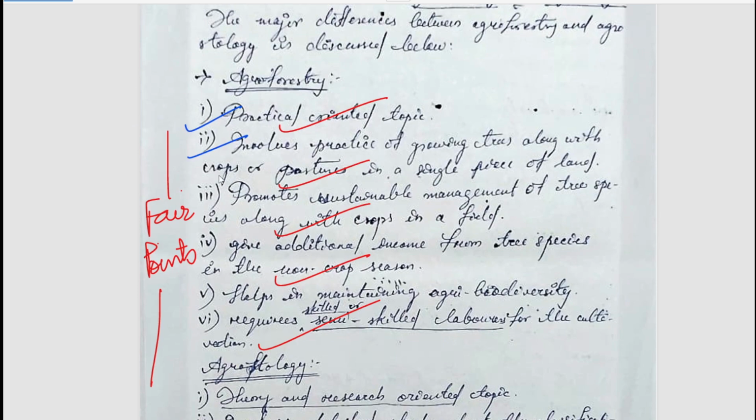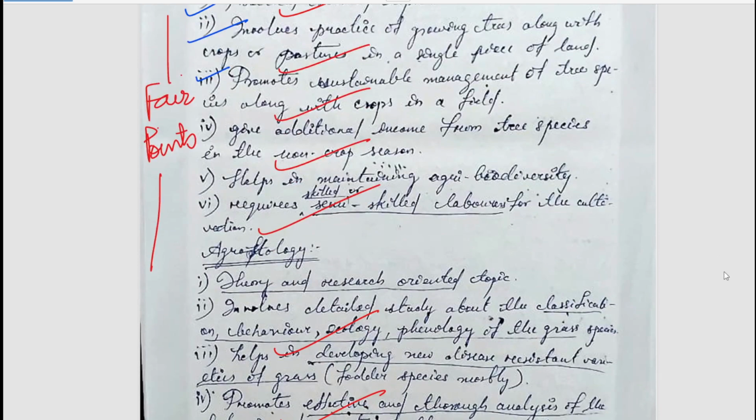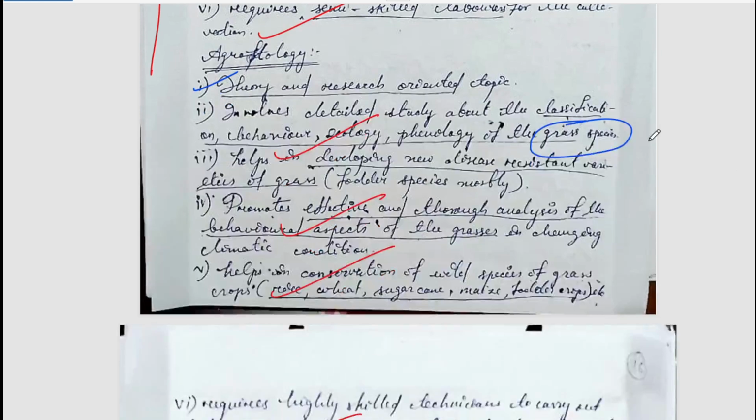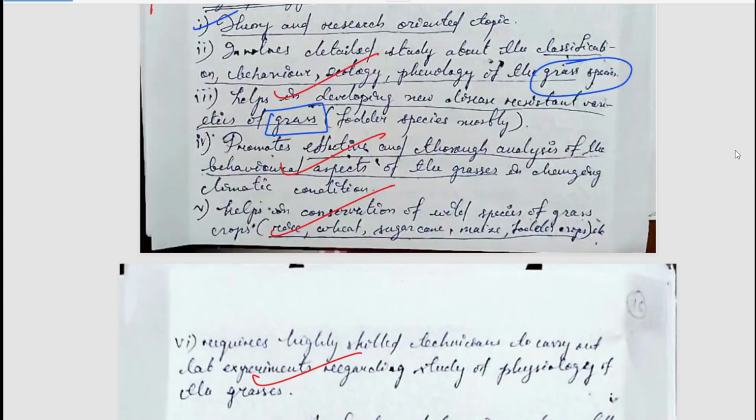We all know what agroforestry is: sustainable management, trees plus agricultural crops. All these things have been mentioned. We all know it. We should focus more on agrostology. It is a theory related topic which is generally related to grass species, helps in developing new varieties and other things. It generally thinks about everything about grasses. In agroforestry, it is everything about trees and forest and agricultural crops. Here it is about grasses.